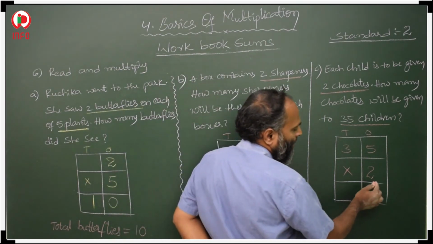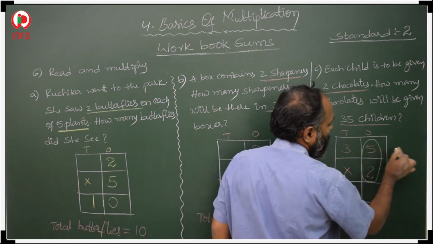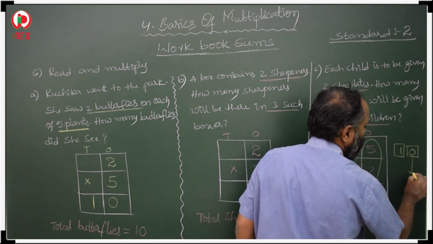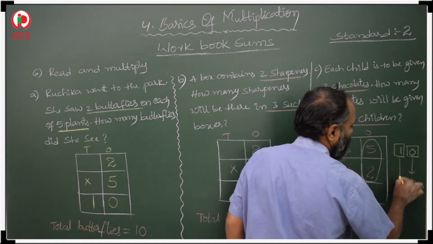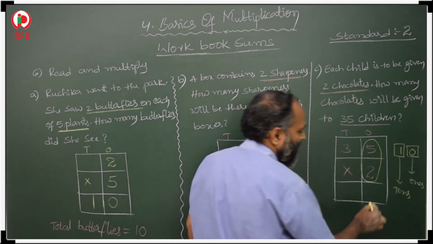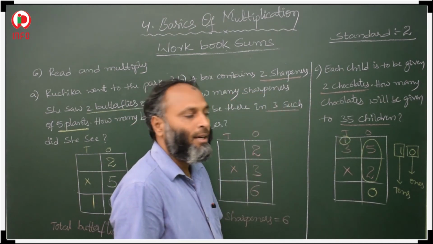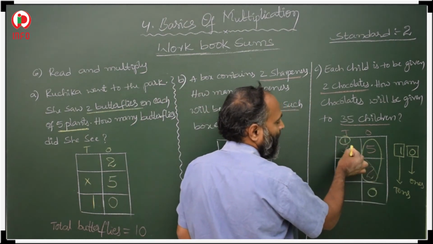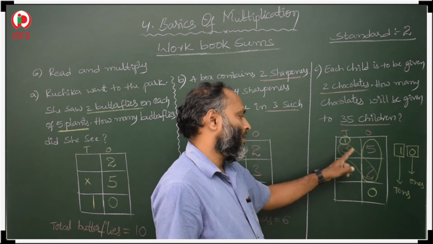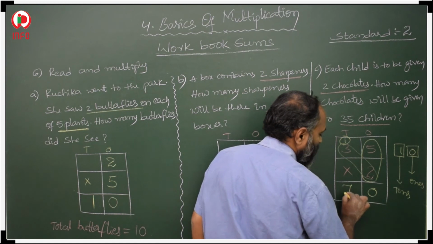Then first 2 with 5, in ones place. 2 5s are 10. This is in ones place, this is in tens place. In ones place we have to write 0, in tens place we have to carry 1. And after that 2 is multiplied with the tens place. 2 3s are 6. Already 1 ten is there. 6 plus 1 that we have to add. 6 plus 1 is 7. 70 chocolates.